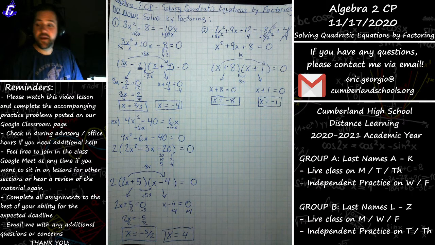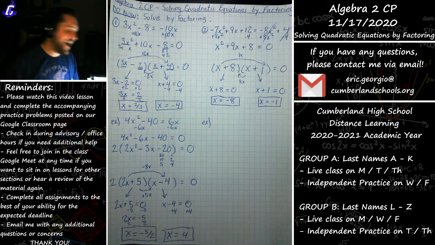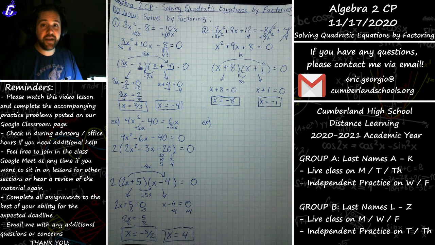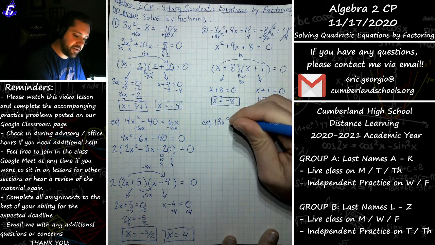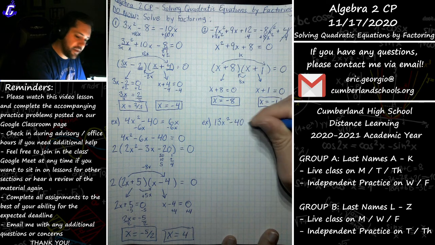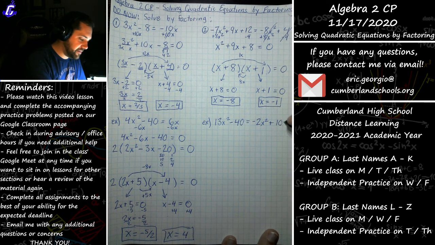Hopefully that made sense. Now, the reason why I think it's important to not take the GCF until you combine like terms is because until you move everything to the same side of the equal sign and set it equal to 0, sometimes that GCF won't actually emerge. Consider a problem like this. If I had 13x squared minus 40 is equal to -2x squared plus 10x.